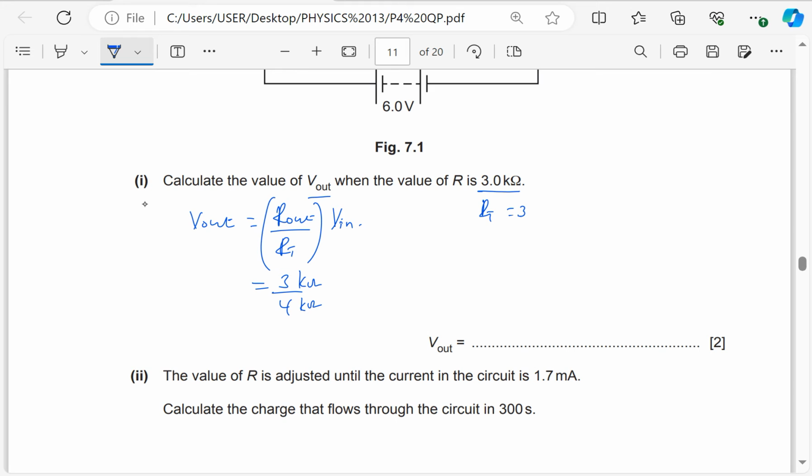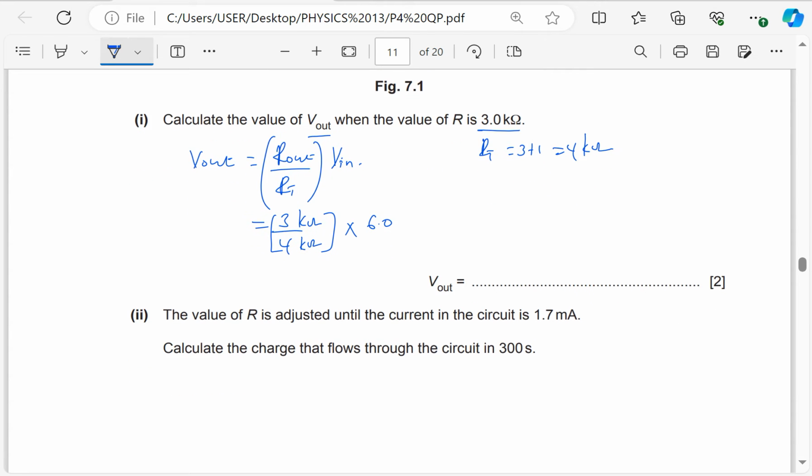R total is 3 plus 1, which is 4 kilo ohms. Then I'm going to multiply this by the V in, which is 6.0 volts. So that is 3 over 4 times 6. I think that is automatically 1.5 volts.